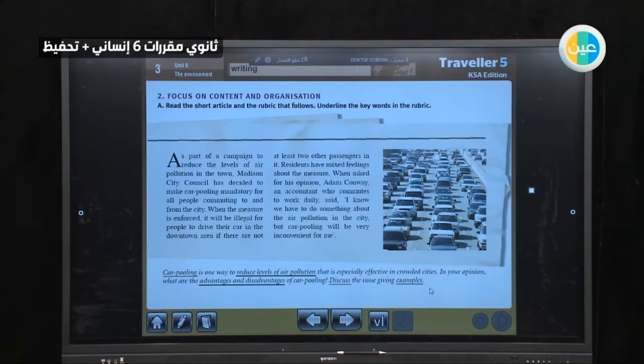So, yes, these are the 4 keywords. Number 1, the topic is about carpooling. Why do we use carpooling? To reduce levels of air pollution. Then you have to mention the advantages and disadvantages of this law or way. Number 3, you have to discuss the issue, giving examples. Support your opinion, your discussion, with examples. Okay? So, this is how we can write a good article, telling what is the main idea of the article, why, then mention the advantages and disadvantages, and discuss it with examples.